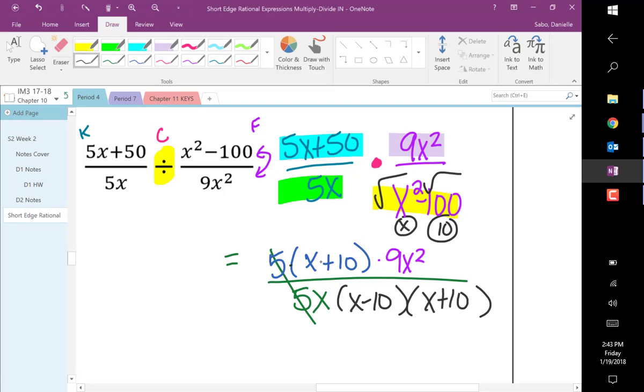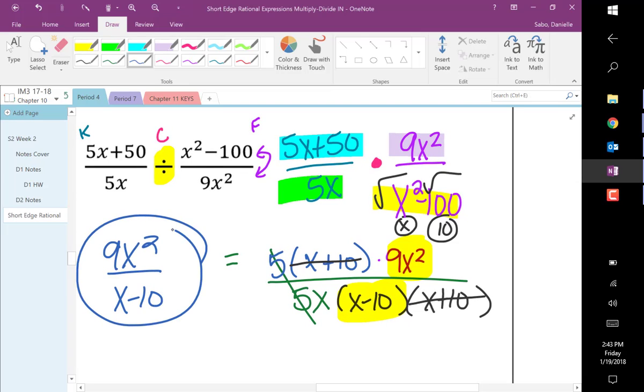Then we're like, okay, goodbye. That's gone and that's gone. And this is all I'm left with. So take your highlighter and highlight what's left. I have 9x squared all over x minus 10. Okay, make sure that's written down. Give it 30 seconds. And then we got one more, and that's it.